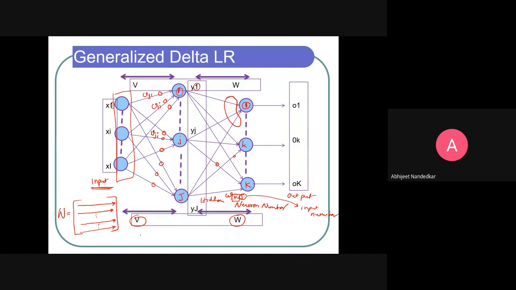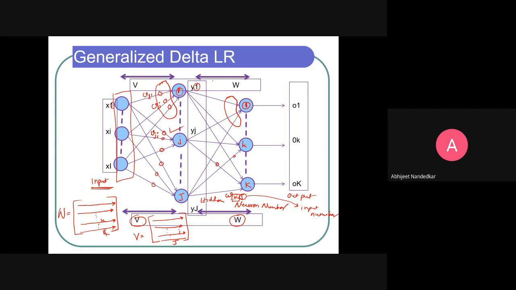Same thing we will follow for the V matrix. Say the weights associated here are written in the first row, then the second neuron from this hidden side in the second row, and so on up to capital J. So this will be small j and then capital J. So this will be small k, this is capital K. Okay, so this is the basic structure.